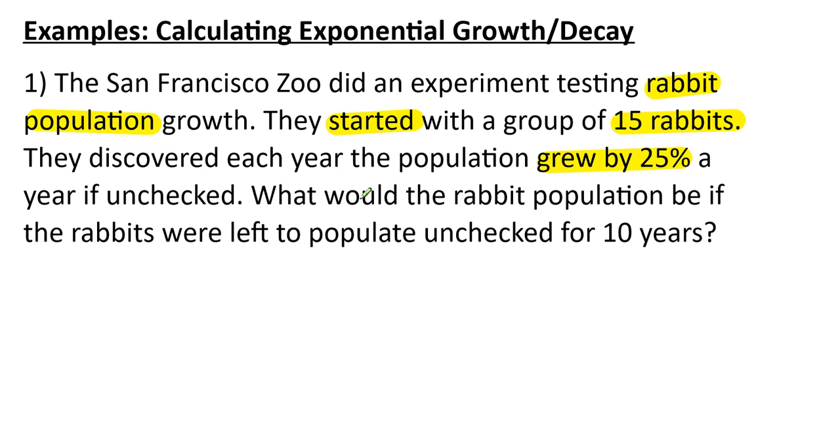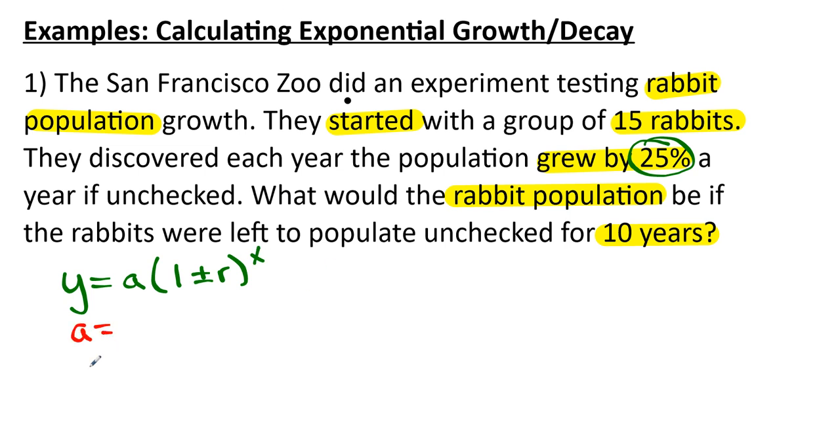What would be the rabbit population if the rabbits were left to populate unchecked for 10 years? That must be our time, or our x value. We're going to need to first write this formula out. Since it is increasing by a percentage here, that means it's exponential, which means we need to use the exponential form, which is y equals a times the quantity 1 plus or minus r to the x power. We're going to now find our values of a, r, and of course x.